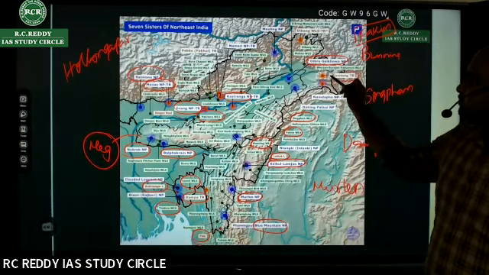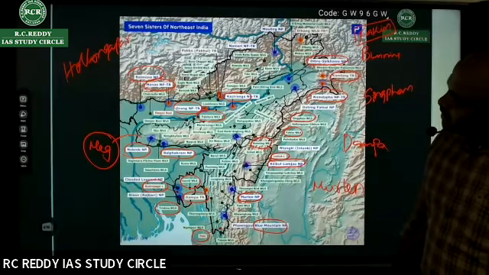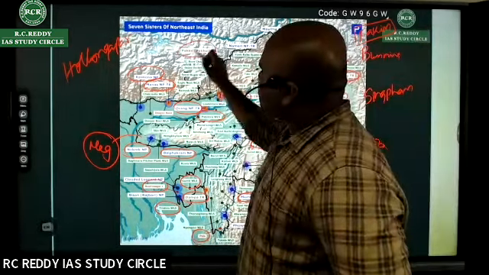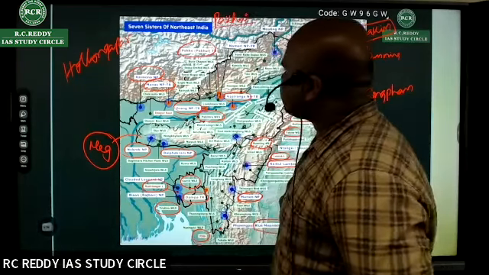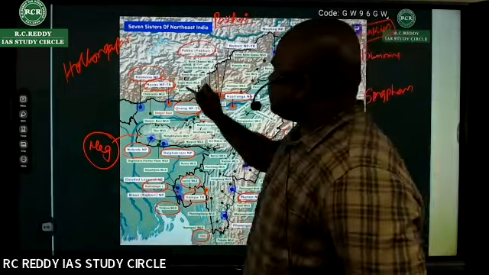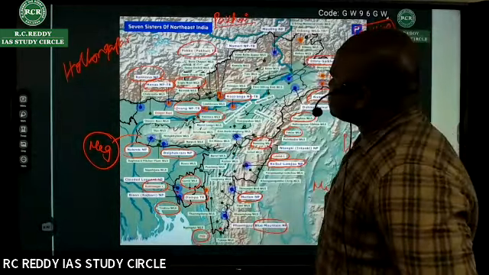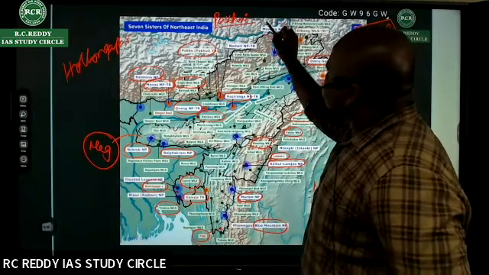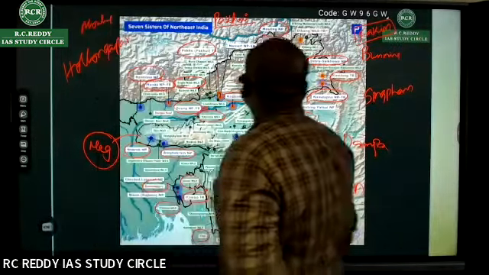Kamlang. Namdafa. Pakke or Pakhui, a 2018 PYQ. Then Eagle Nest Wildlife Sanctuary. Then Mouling National Park.